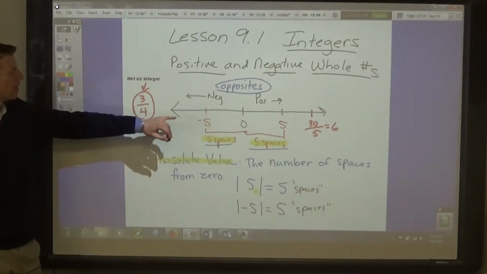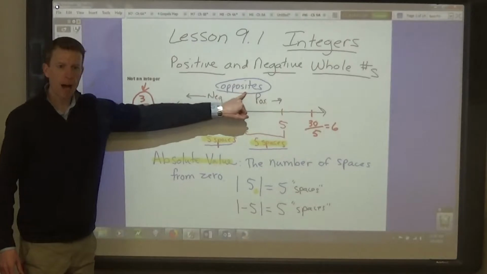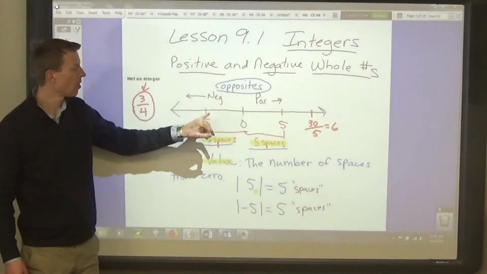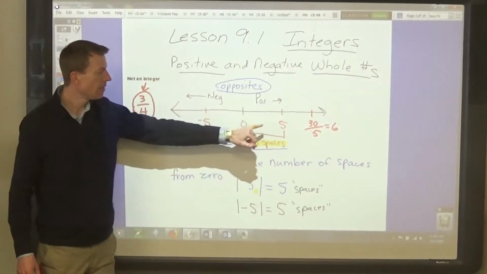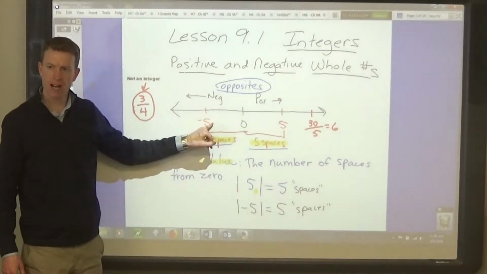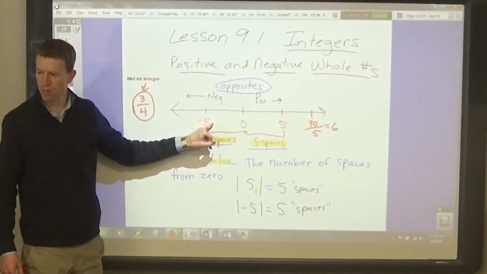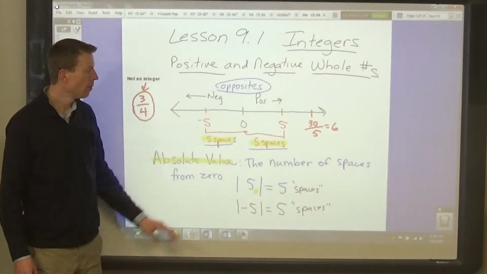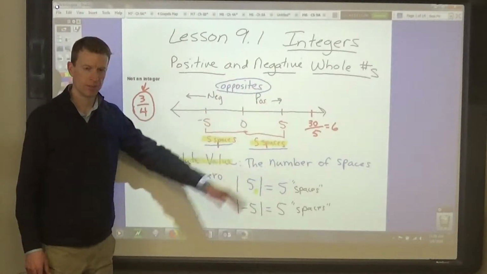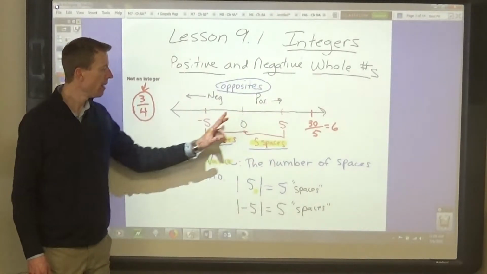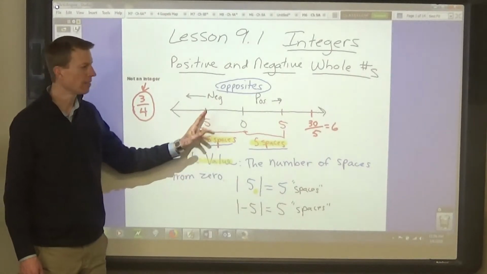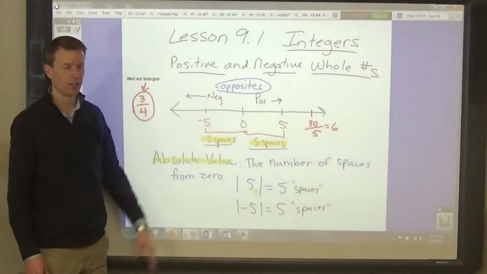Now, there's another term in your book. The term opposites. Opposites are positive and negative numbers that have the same absolute value. In other words, they're the same distance away from 0, but just on the other side of 0. So 5 and negative 5 are opposites. Does that make sense? Because they're on opposite sides of 0.